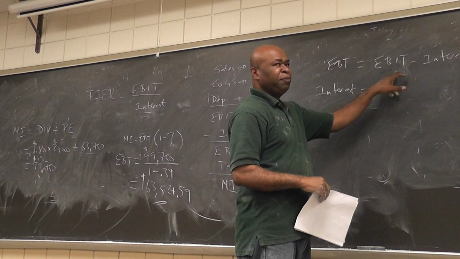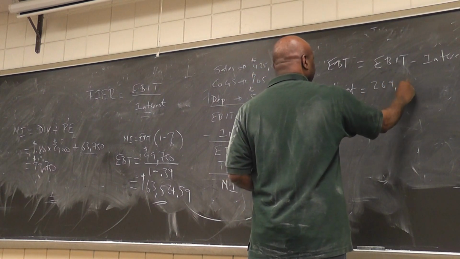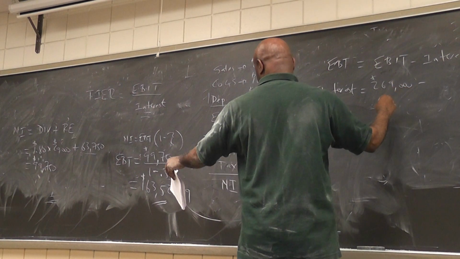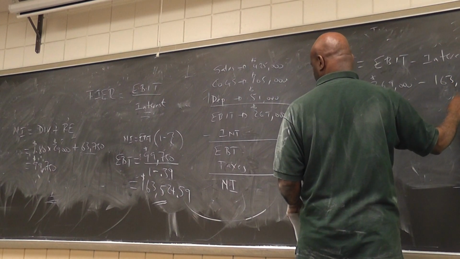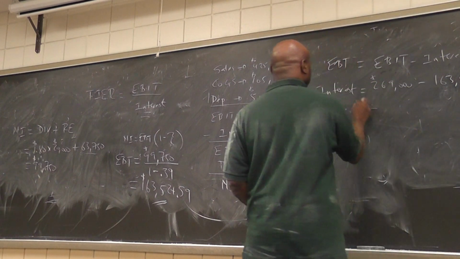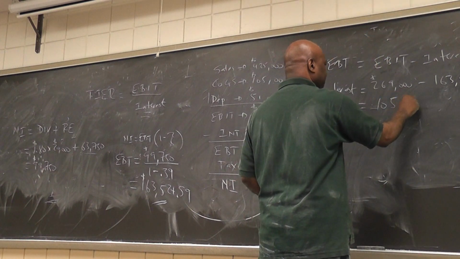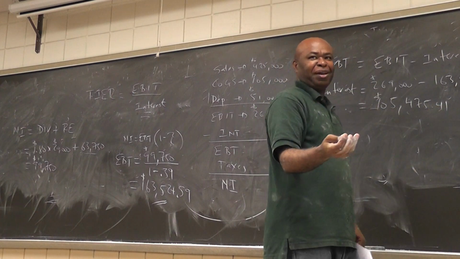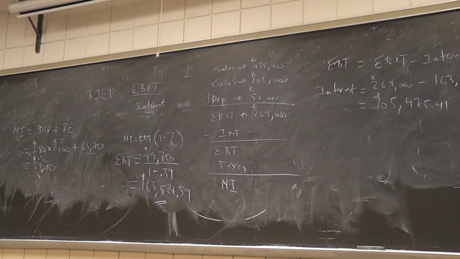All right, so interest, therefore, will be, what is earnings before interest and taxes? 269,000. And then minus my earnings before taxes, which is 163,524.59. And whatever you get, 105,475.41. Now we're ready, because now we have the interest, and we have the earnings before interest and taxes.